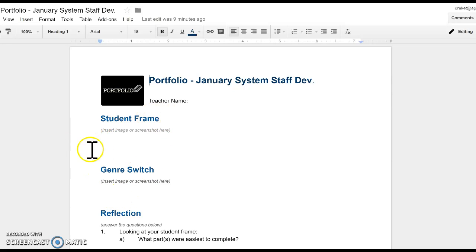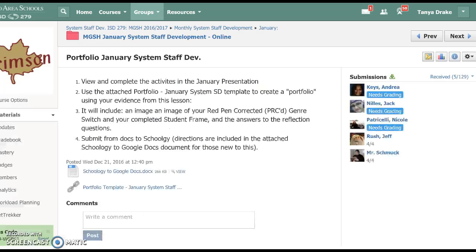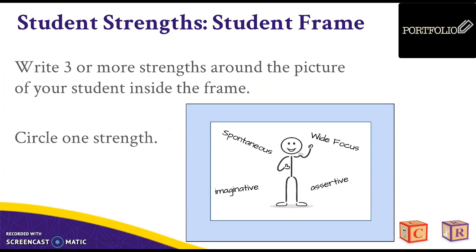Now we're going to keep working on your student frame. We already put in our student, and so now we are going to write 3 or more strengths around the picture of that student inside of that frame. And so when I think about my student and I look at what I see about that student in class, and then I think about some of those things that maybe drive me crazy, but I think about what skill that really represents, I come up with a student who is imaginative, spontaneous, has a wide focus, and is assertive. And so now I'm going to pick one of these strengths, and I am going to focus on that.